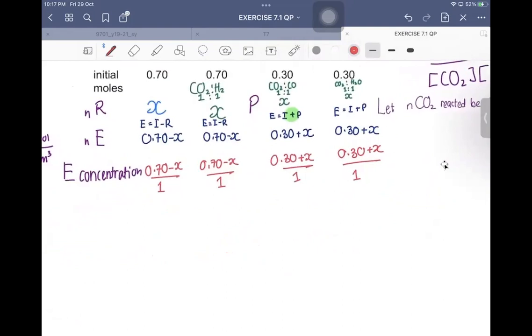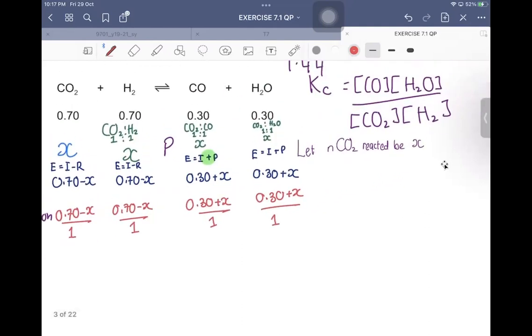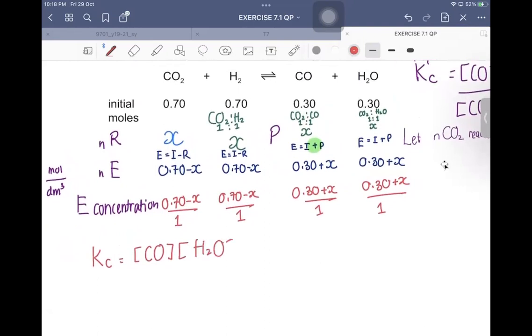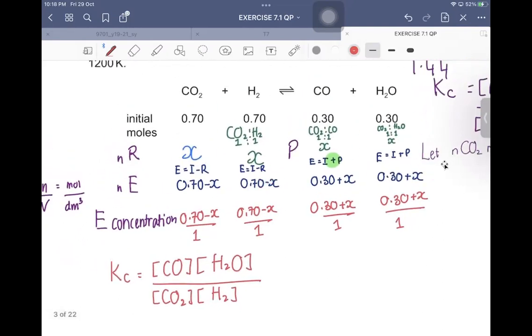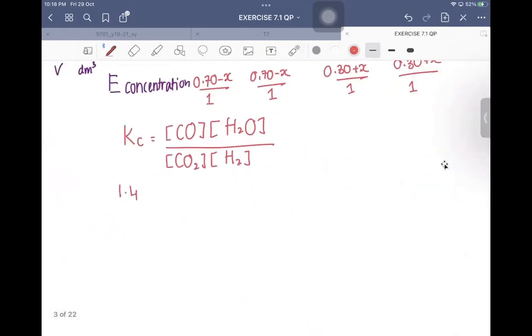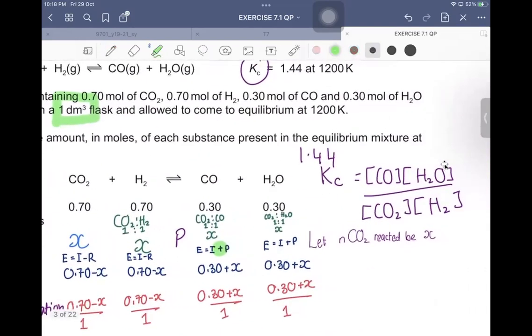Then I substitute these numbers into my Kc because I already know my expression for Kc. Concentration of products goes on top, concentration of reactants at the bottom. So it's time for us to put in numbers. Kc is 1.44, given in the question. If you're wondering where I got this 1.44, it is here.